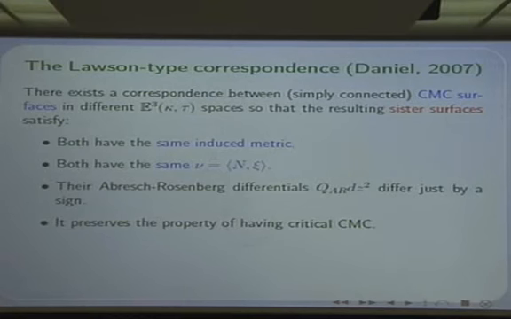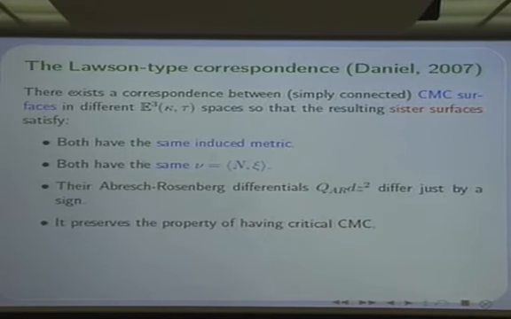Okay? And on the other hand, the Abresch-Rosenberg differentials differ, well, not up to a sign, but up to a constant. Okay? And finally, it preserves the property of having critical constant mean curvature. So what I'm going to do is to use this Lawson correspondence together with the knowledge that I have on the Gauss map of H equal to 1/2 surfaces in H2 cross R in order to solve the Bernstein problem for all values of the critical constant mean curvature.